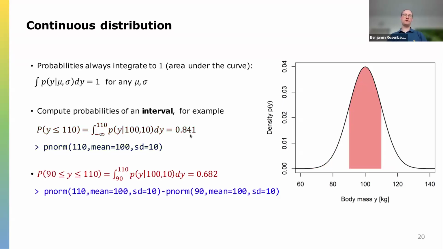The same if you want to use this for intervals, which have an upper and a lower boundary. So the probability of observing an individual between 90 and 110 kilograms is the area under the curve between these boundaries. Mathematically, you can calculate this as the area under the curve up to 110 minus the area under the curve up to 90. What remains is the area in this interval, and this is the probability here.